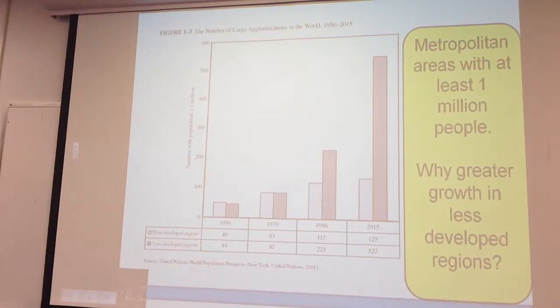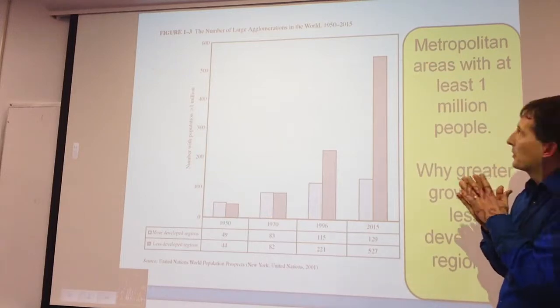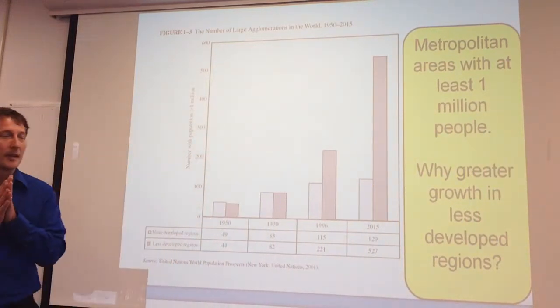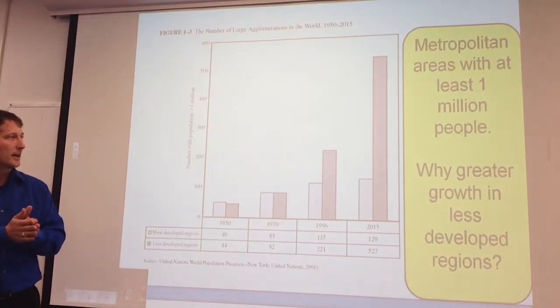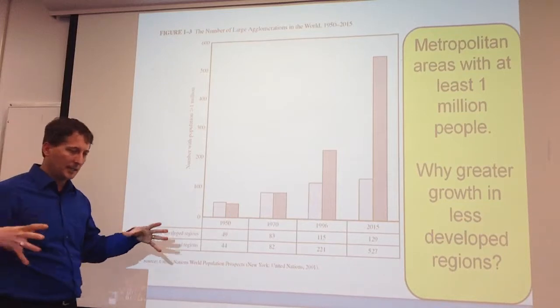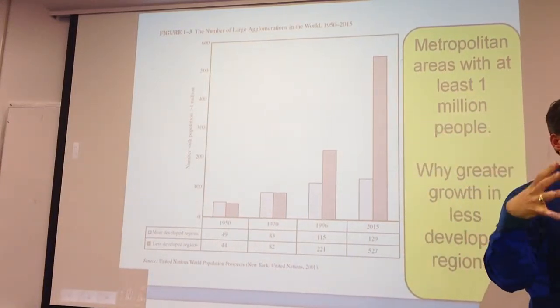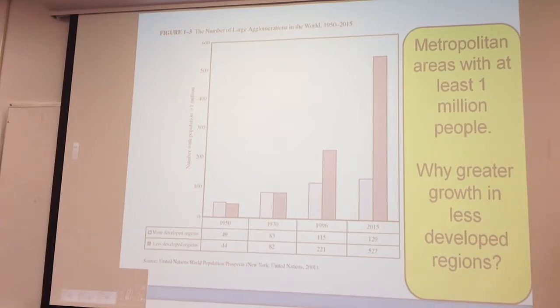So metropolitan areas with at least 1 million people are these large agglomerations. Agglomeration is probably a kind of a new term for you, and one that's important in this class. It's the idea of people coming together and there being synergies of being together, which is kind of what a city's all about.